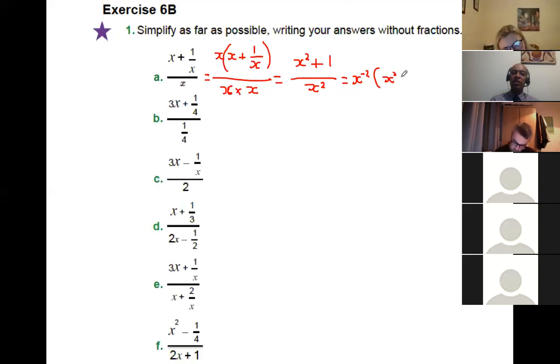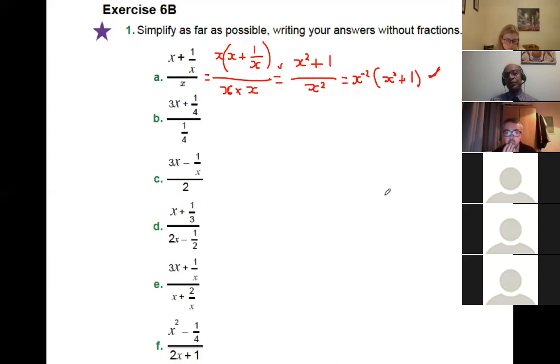So that's how we've just rewritten this difficult fraction into something without a fraction. So this is x squared plus 1, x to the power minus 2. And this is how you would get your last mark here. You got 1 mark for this, and then the last mark to write it like this.